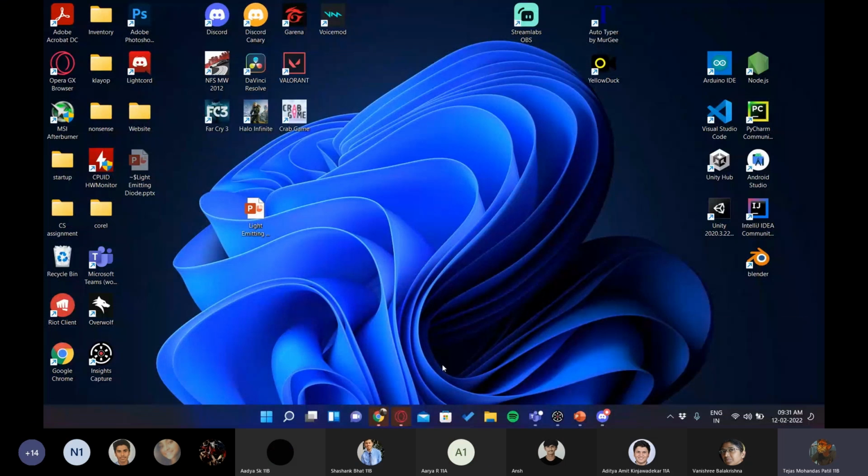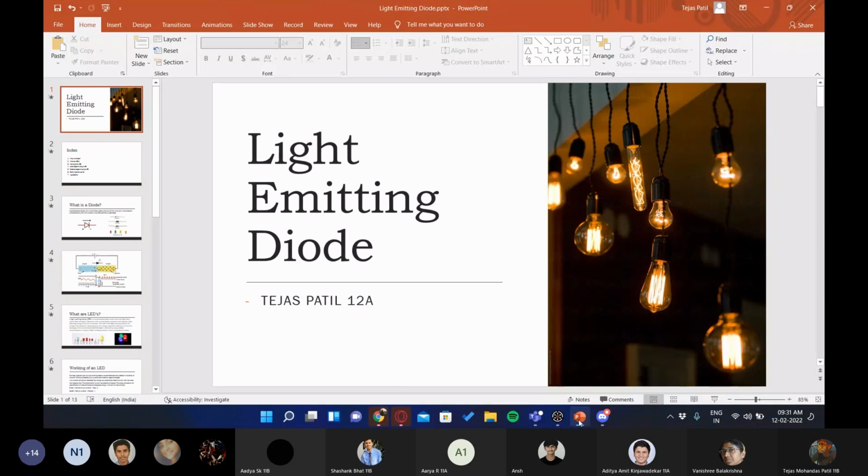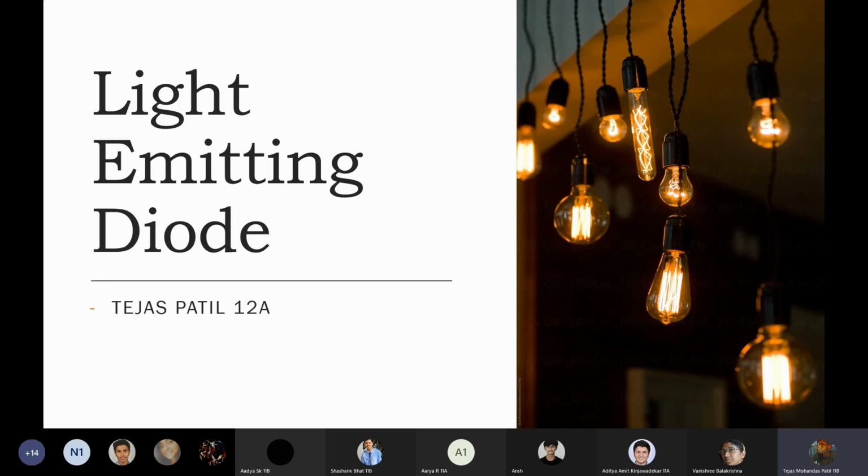Can you see my screen? Not yet. Yes, now we can see. Is it in presentation mode? No. It is not yet in presentation mode. Now it is. It's lagging a bit, it's okay.